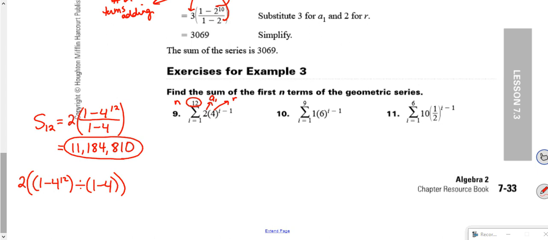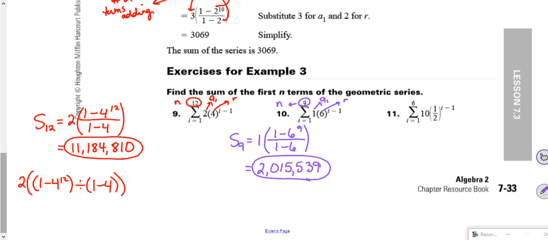Number 10, let's identify all the parts here. This is my n. This is my a1. This is my r. So I'm just poking it in the formula. The sum of the first 9 terms is 1 parenthesis 1 minus 6 to the 9th over 1 minus 6 end parenthesis. And you don't really have to worry about the 1 out in front because obviously multiplying anything by 1 isn't going to change it. So bada bing, bada boom, you put that in your calculator, you get 2,015,539.